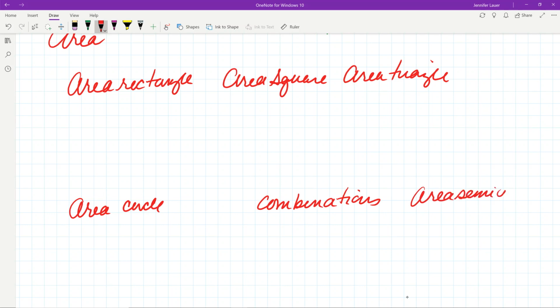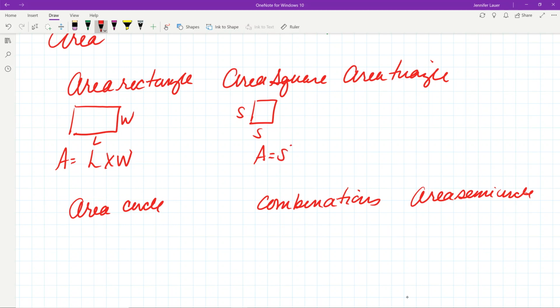So the first thing I'm going to do is give you the formulas. These are something you should have on your reference card. You should have written it down in class, but if you didn't, this is a good time to do it. So first of all, a rectangle looks like this, and it's going to be length times width. Square, hopefully everybody knows what a square looks like. And it's going to be side squared or side times side.